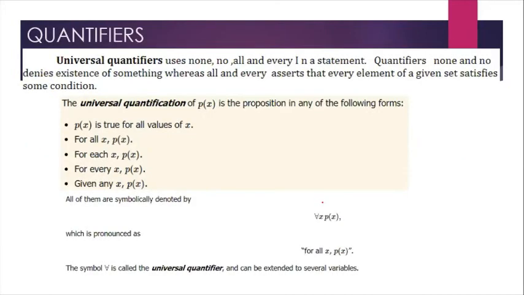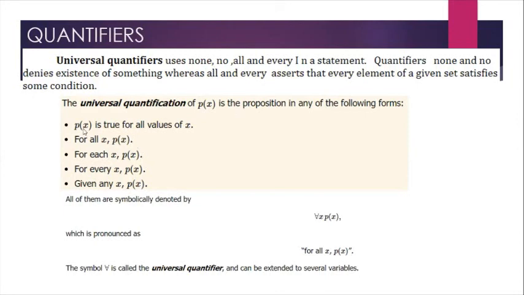Ayan. Next, we have the so-called quantifiers. So ano yung mga quantifiers? So kumbaga, this will quantify. Okay, kaya tinatawag silang quantifiers. So universal quantifier. So this is the first type of quantifier in mathematics. It uses none, no, all, and every in a statement. So ito yung mga ginagamit niya usually. Quantifiers none and no deny the existence of something, whereas all and every, ayan, assert that every element of a given set satisfies some condition. Okay, so if we say universal statement, kumbaga, as a whole, or kumbaga, no one is exempted. So that's for the universal quantifier.